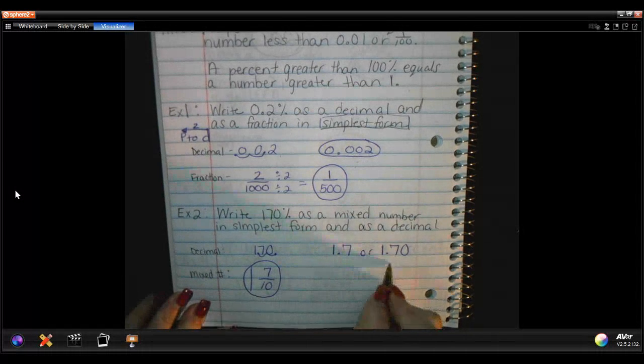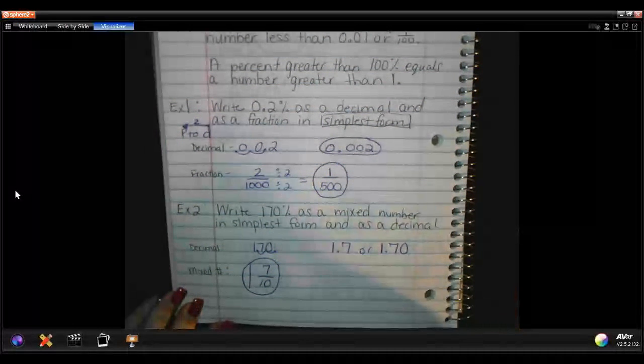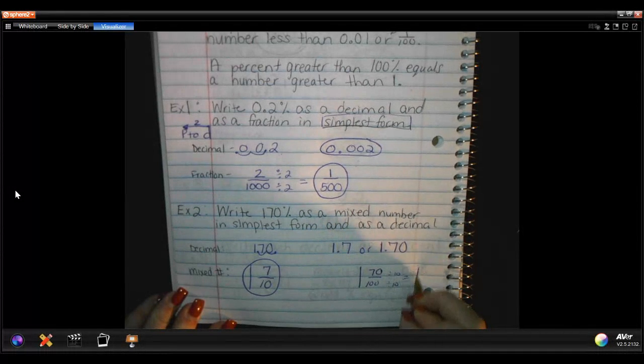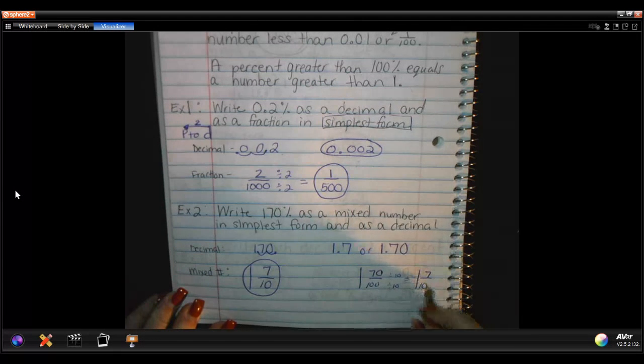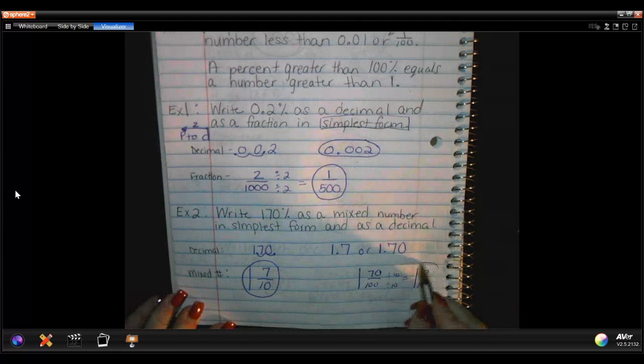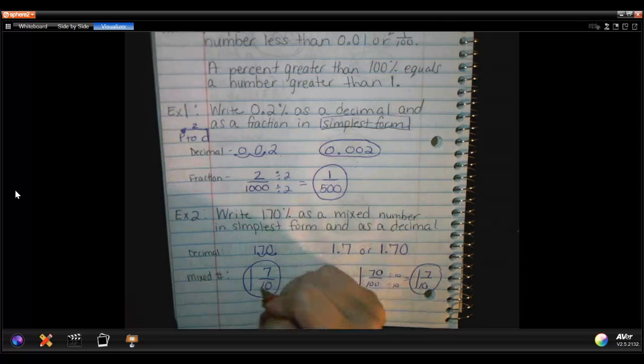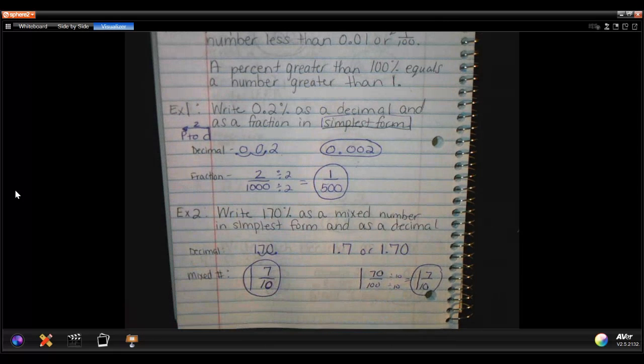Now, if you wrote it as 1.70, look what happens. I have 1 and 70 hundredths. I can divide them both by 10, and I'm still left with 1 and 7 tenths. So either one, it still simplifies to be the same. If you can do it in fewer steps, I would encourage you to do it in fewer steps.